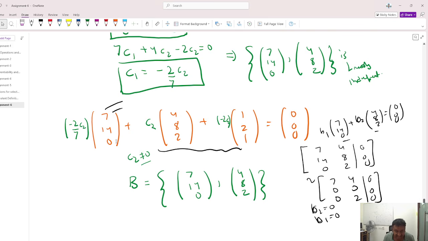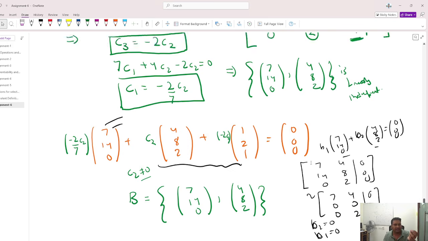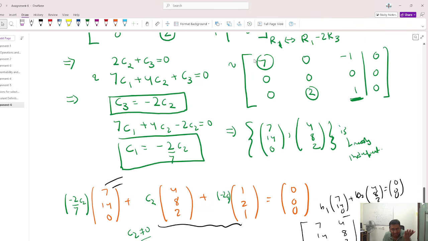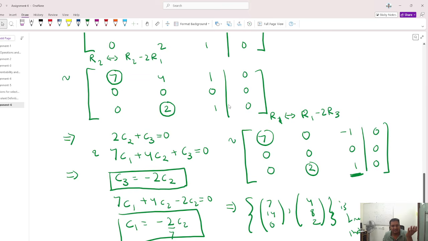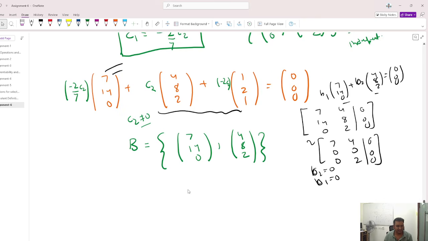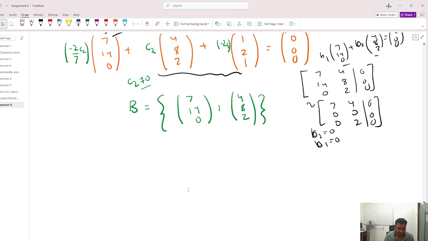So the procedure is whenever you see a dependency, you drop at least one vector and see again if the others are linearly independent or dependent. You don't have to do the procedure again. You already have a matrix. Copy the same matrix and do the calculations for C1, C2, right? I hope you guys understood.